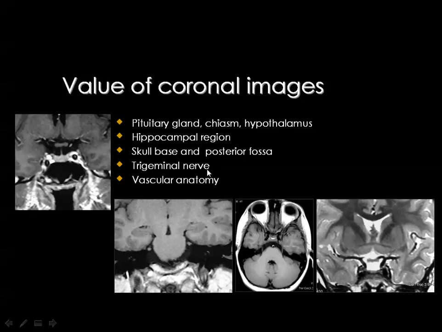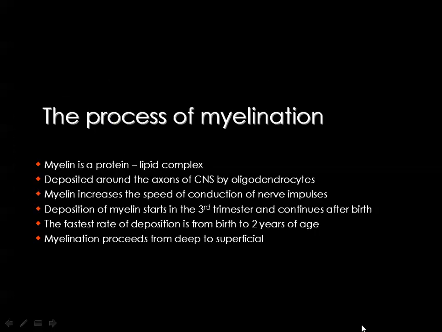Also, you remember that I mentioned you can see the trigeminal nerves in the axial images, and also you can see the trigeminal nerve on both sides of the brainstem in the coronal images. And one of the ways to evaluate the vascular structures of the brain is the coronal T2 weighted image, and this is the internal carotid artery, the middle cerebral artery, and the anterior cerebral artery.